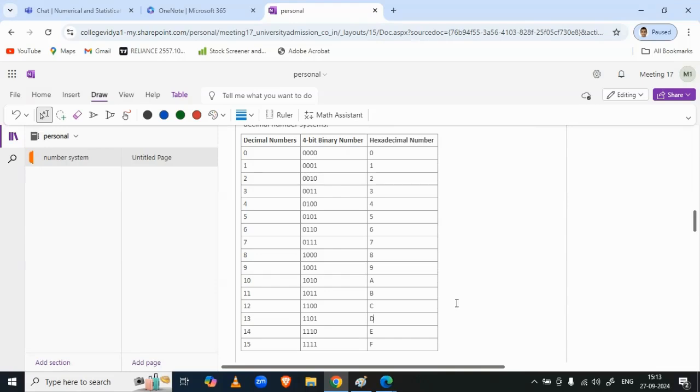Hexadecimal numbers 0 to F, and this is the binary number corresponding to each and every hexadecimal number.